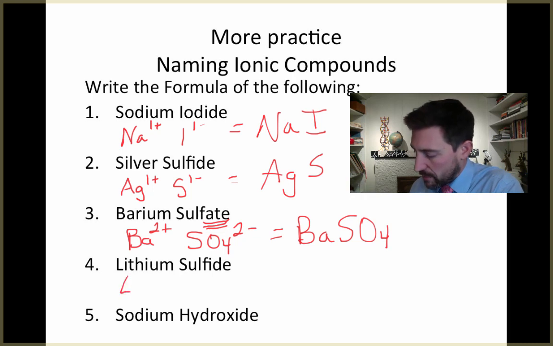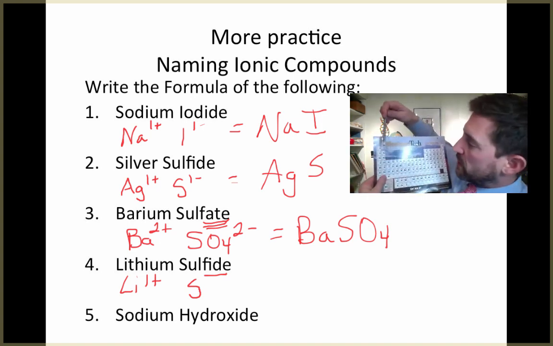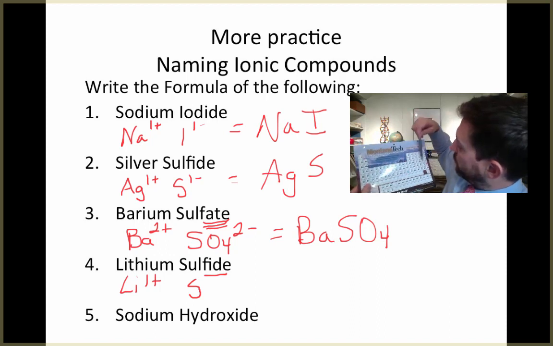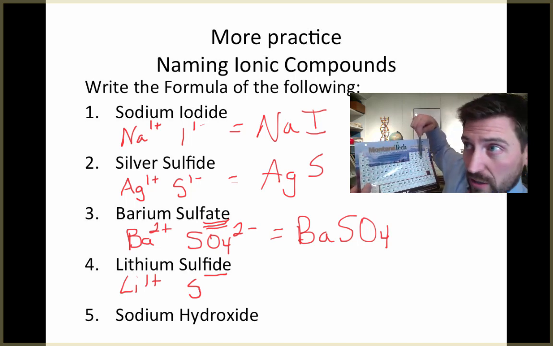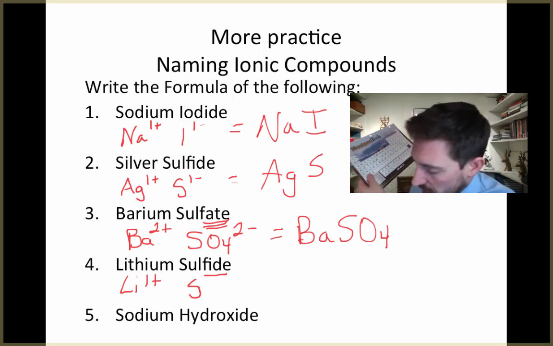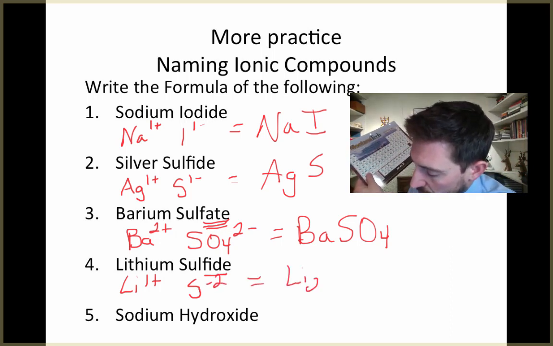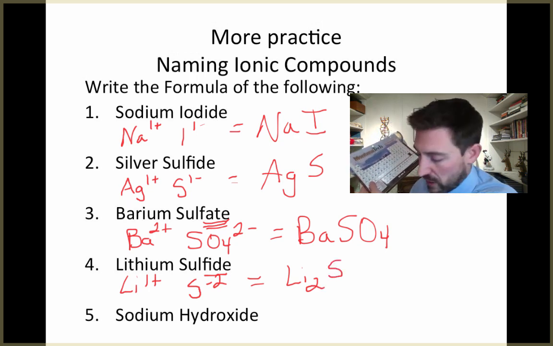Okay, lithium is a 1 plus, and sulfide is sulfur. Sulfur could have a 2 plus, a 4 plus, or a 6 plus. How do I know which one to use? Sulfur's in group 6, which means it has 6 valence electrons. It wants to have 8. If it has 6 now, it's going to grab 2 more electrons to make 8. So sulfur is going to have a 2 minus charge. To even those out, I need 2 lithiums for that sulfur.